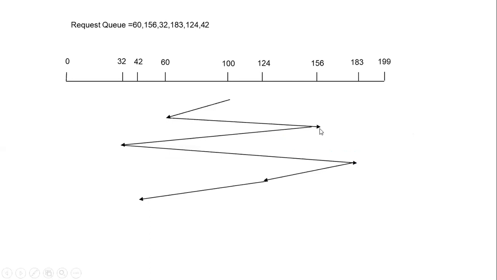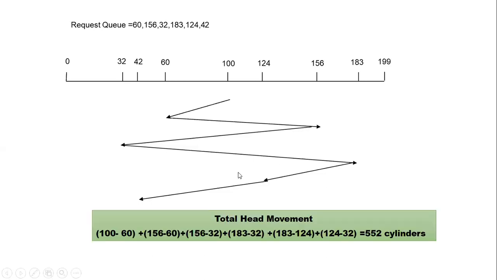From 156, it goes to the next request, that is 32. From 32, it goes to the next request, that is 183. From 183, it goes to the next request, 124. And from 124, it goes to the next request, that is 42. So 42 is our last request. So now let us compute the total head movement, the total number of cylinders that it moved.